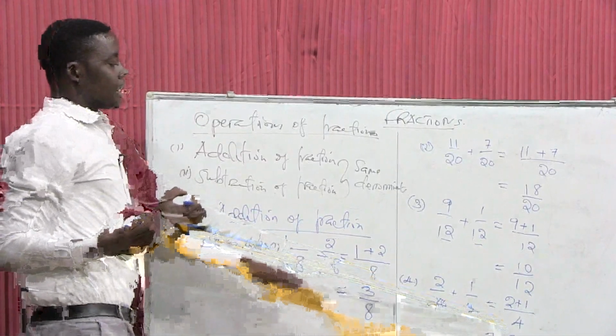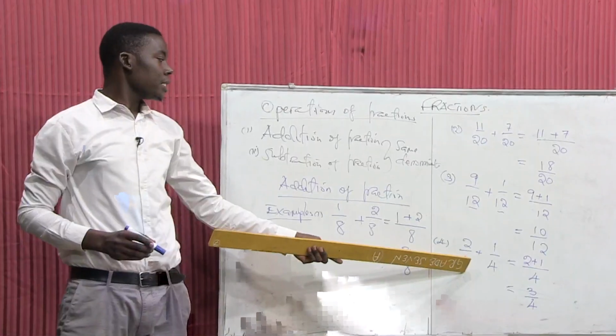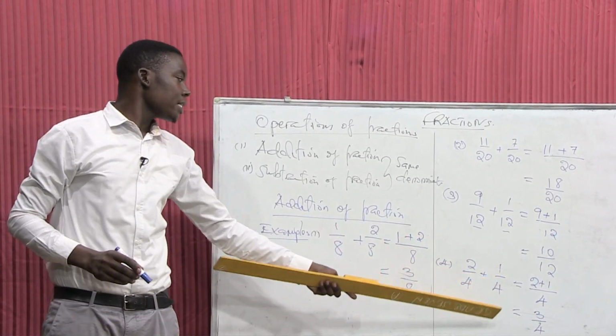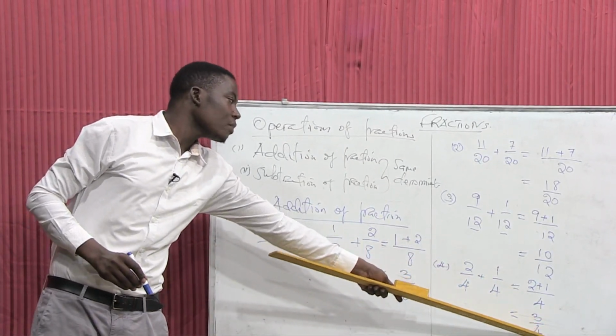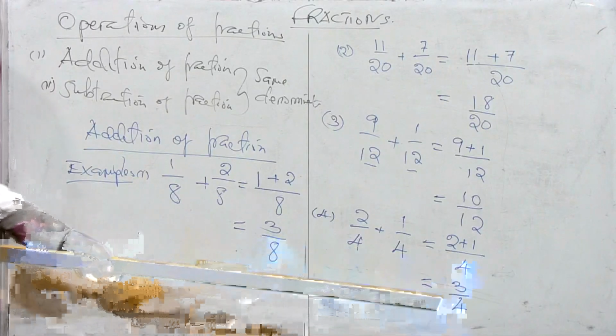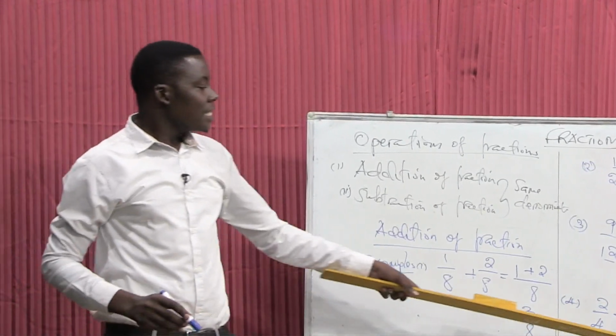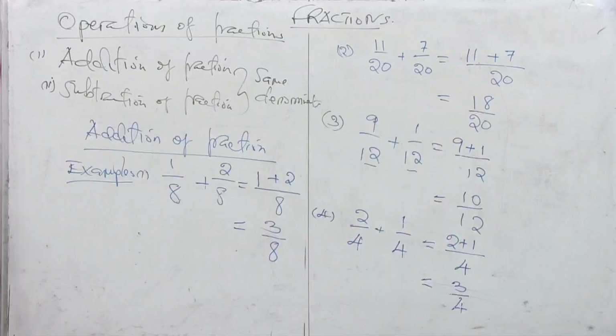The denominator is 4. So 2/4 plus 1/4 is equal to 3/4. As I said, you can say 3/4. Are we together?